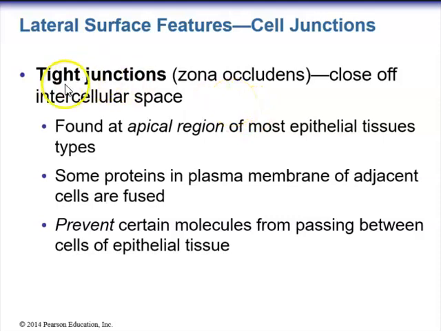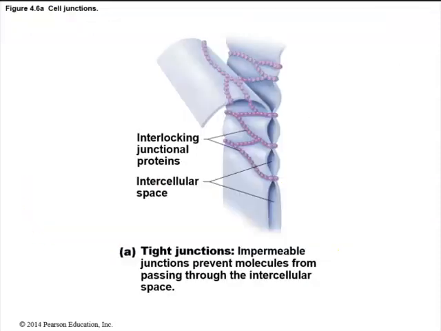First, we have the tight junction, also known as the zonula occludens. These help close off the space between cells, or the intercellular space. Normally, these are found at the apical regions of most epithelial tissue types. Some proteins in the plasma membrane of adjacent cells are fused together. They also help prevent certain molecules from passing between cells of the epithelial tissue. So here we see the tight junctions closing off that intercellular space, preventing molecules from passing through.